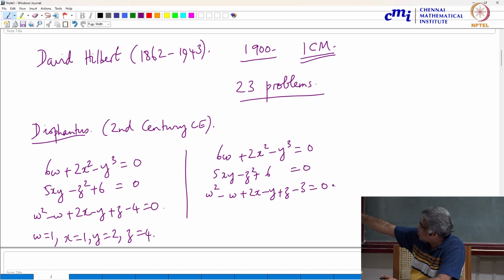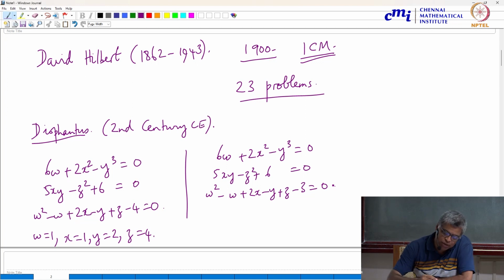What can you say about z? z has to be even. Why? Because 5xy, you just now said, was even. So that's even. 6 is even. So z has to be even. Now look at the third equation. y is even, z is even, 2x is even. What about w squared minus w? Yes, it is w into w minus 1, and that has to be even always. But you are saying minus 3 equal to 0. So this can't happen. So this has no solution.